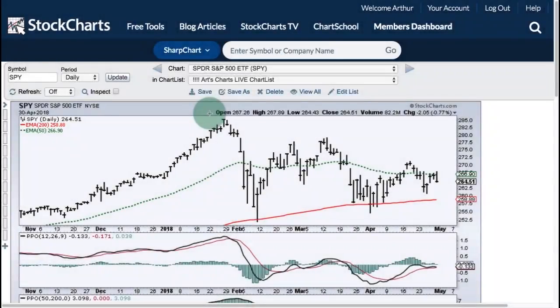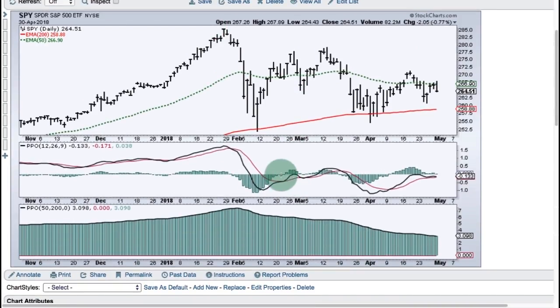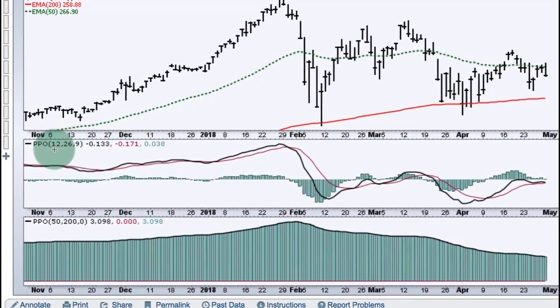I want to show you a little charting trick that I like to use for the percentage price oscillator, or the PPO. On this SPY chart here, you can see in the indicator windows I've got 2 PPOs. The first is the traditional PPO. It's the black line there, and that's the difference between the 12-day EMA and the 26-day EMA.